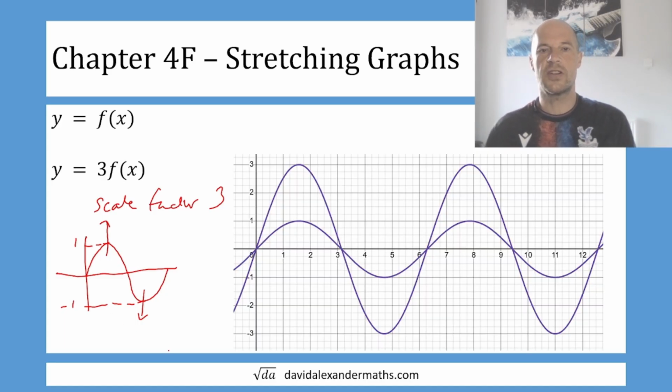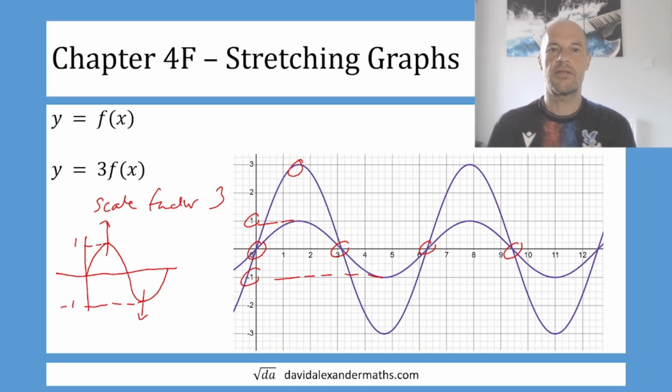So let's just take a look here. This lower line is y equals the sine of x with a maximum of 1 and a minimum of -1. We can see both graphs are cutting through the x-axis in the same place, but all we're doing is stretching it vertically. So this maximum, which was 1, is now 3, and the minimum, which was -1, is now -3.